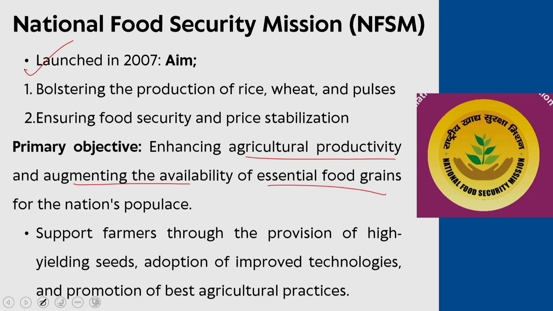So operationalized through distinct missions for rice, pulses, and wheat, this NFSM, National Food Security Mission, categorically channels targeted interventions to tackle specific challenges encountered in cultivating these crops. The scheme certainly extends support to farmers through the provision of high-yielding seeds. This happens to be the key change factor, adoption of improved technology, again another critical change factor, and promotion of the best agriculture practices throughout the entire scheme.